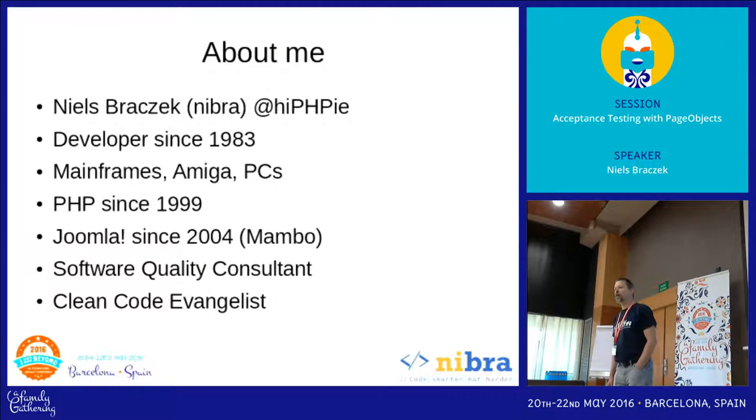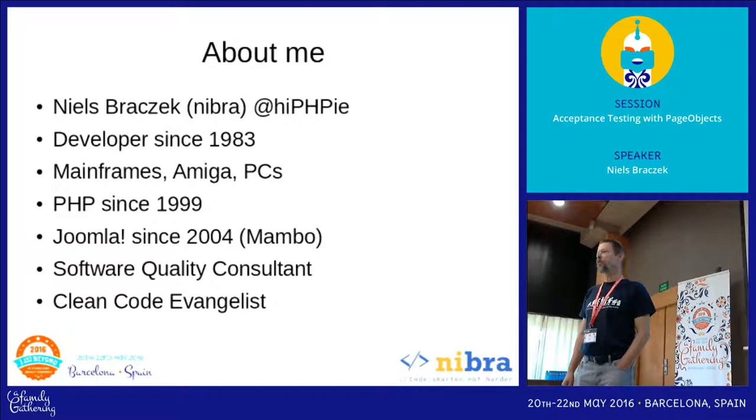So just let me introduce myself to begin with. My name is Niels Braczek. I'm around on the web with alias Nibra, and on Twitter you can find me with Hippie. Those who know me know why. I'm developing since 1983. I started very early. And I worked on mainframes, Amiga PCs, everything with COBOL and C and whatever you can think of. I'm doing PHP since 99. And I started with Joomla when it still was called Mambo. I'm currently working as a software quality consultant. So whenever you struggle with your development process, you can hire me. And as such, of course, I'm also a clean code evangelist, because you can't make quality software without clean code.